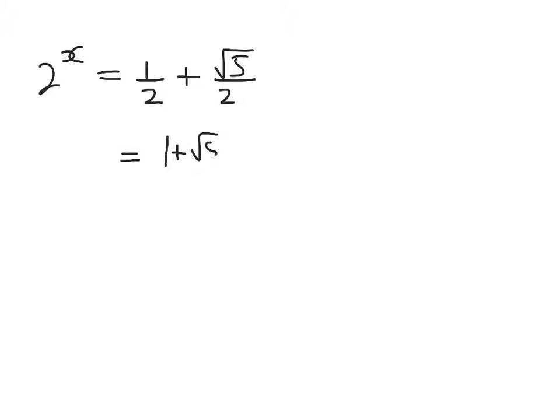So now we're at this. 2 to the power of x is equal to 1/2 plus root 5 on 2, which is 1 plus root 5 on 2. A couple of ways to go here. We can take logs to base 2 on both sides. That's probably the nicest thing to do.